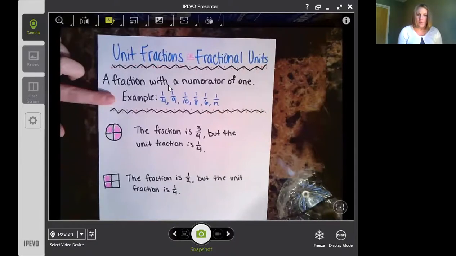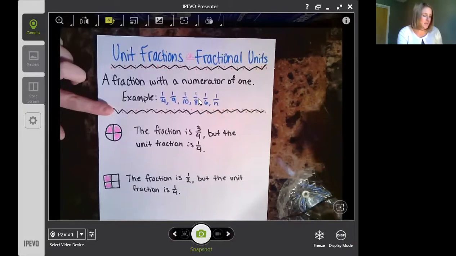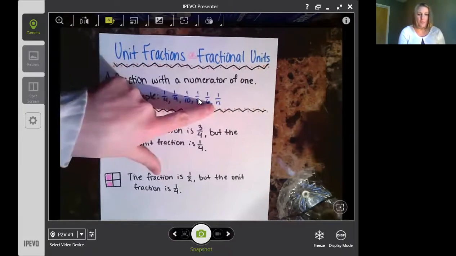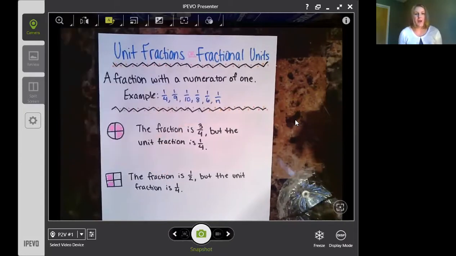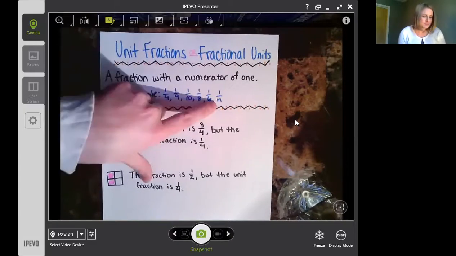So for example, 1/4, 1/9, 1/10, 1/8, 1/6. And then the last one here says 1 over n. And what that means is 1 over any number. So 1 over 500, 1 over 1,000, 1 over 1,000,000. It could be any number here.